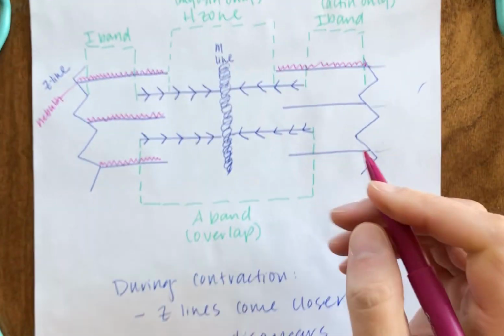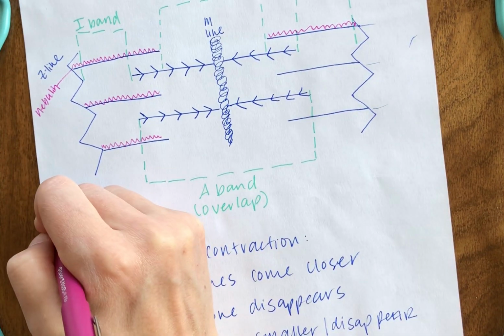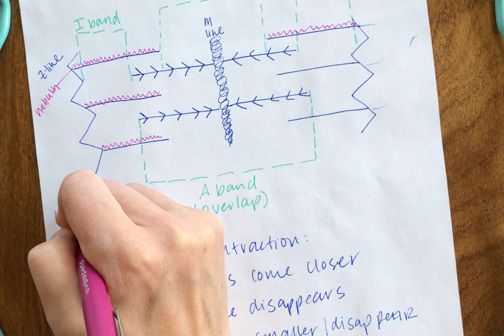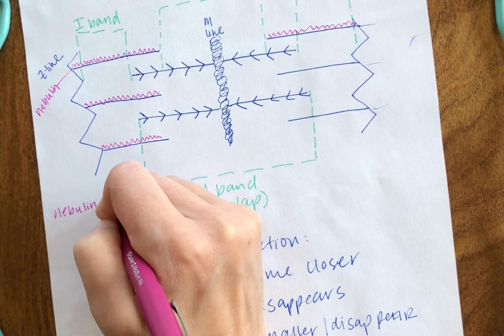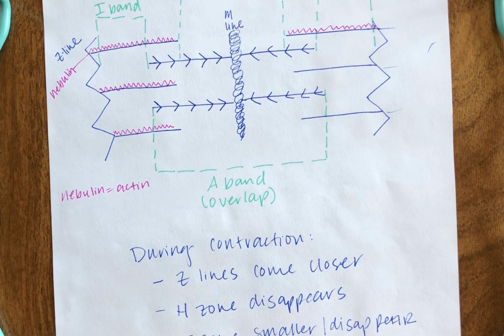So we'll say that pink part is going to be nebulin. And if you want to write this as a key to yourself: nebulin works with actin. So just to put that together.